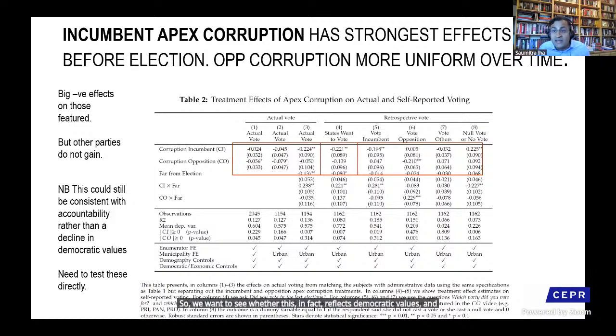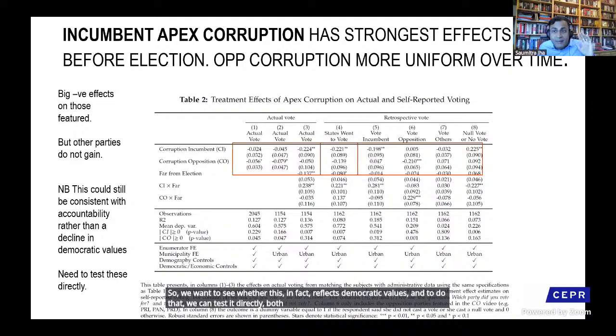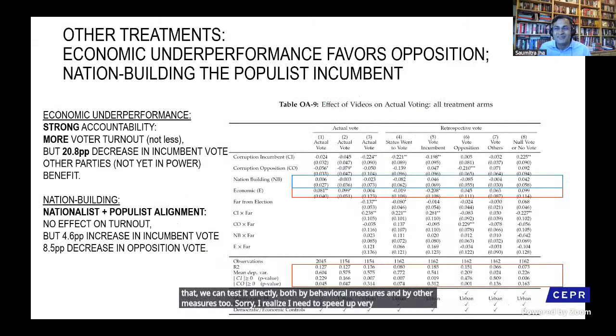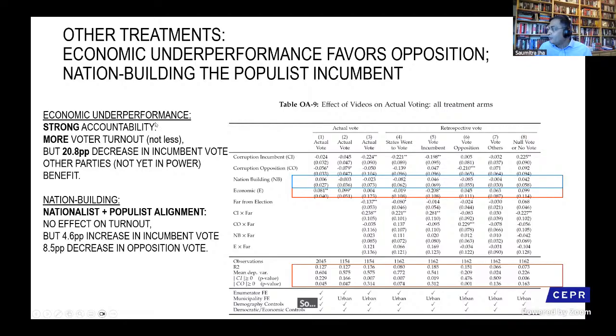To do that, we can test it directly, both by behavioral measures and by other measures too. Sorry, I realize I need to speed up very rapidly, so I'll get to that in a moment.